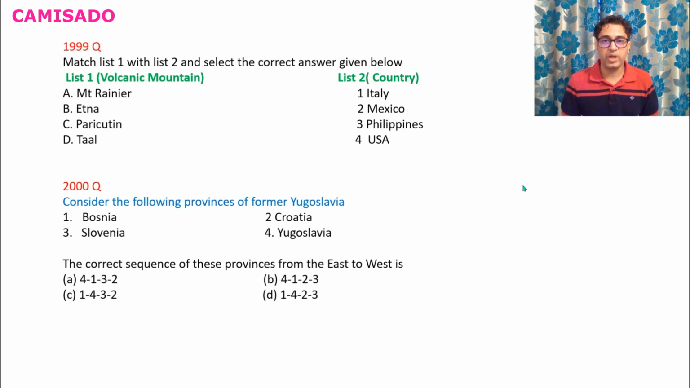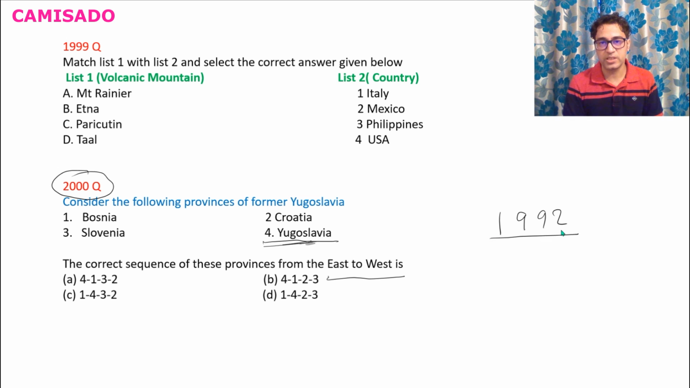So if you remember, I said sometimes they just want you to arrange from west to east or east to west. So look at this interesting question from the year 2000. I am saying it is interesting because they have used the term Yugoslavia in the options. Because we know that in 1992, Yugoslavia witnessed a breakup. So I'll tell you the story behind all this.